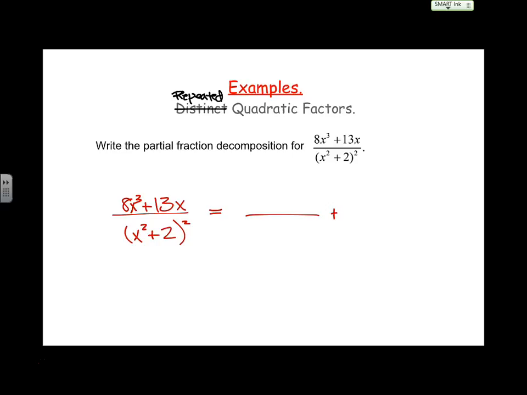I'm making 2 partials because I have 2 factors. What's the denominator of the first one? You guys remember how to do repeated factors? Just x squared plus 2 to the first, and what would be my second partial fraction denominator? Got it. Just like we did with linear factors, you start to the first power, and then you build to whatever power you have.